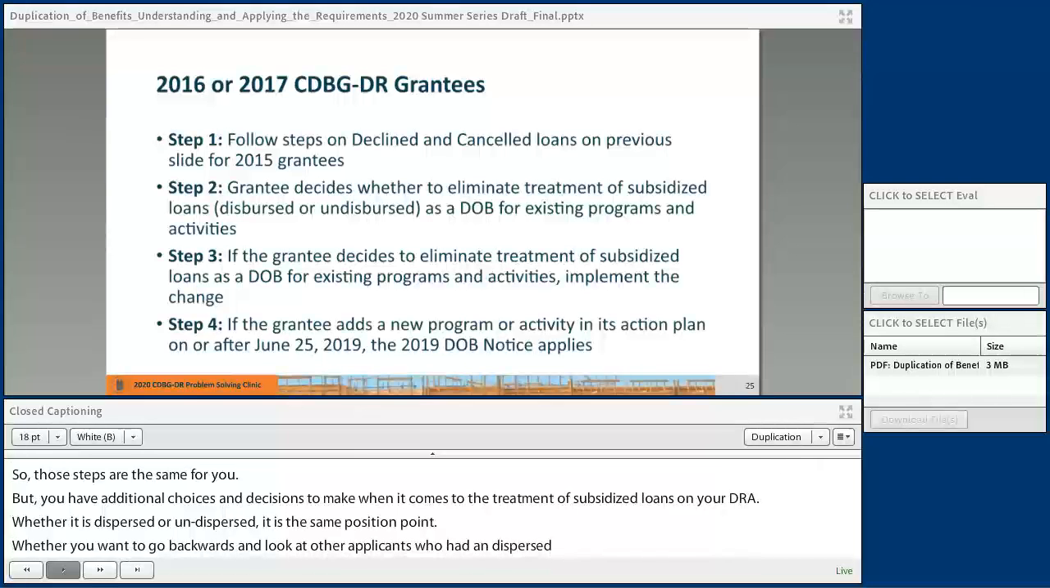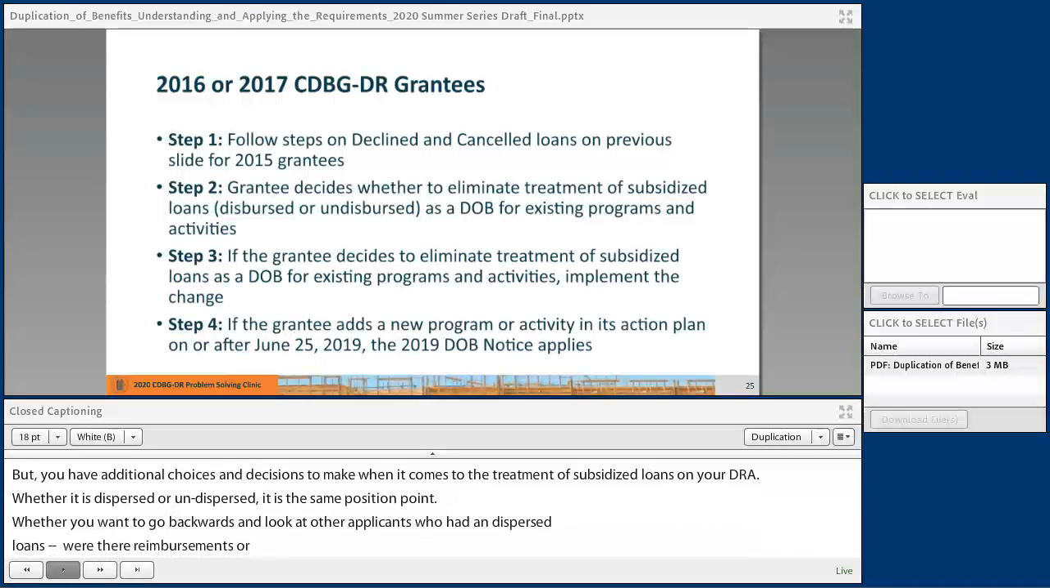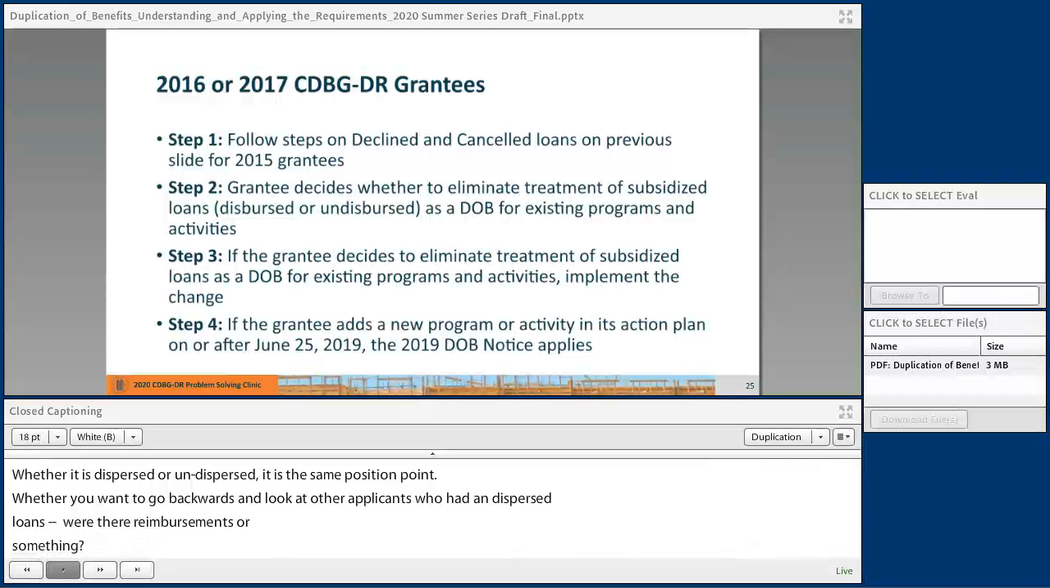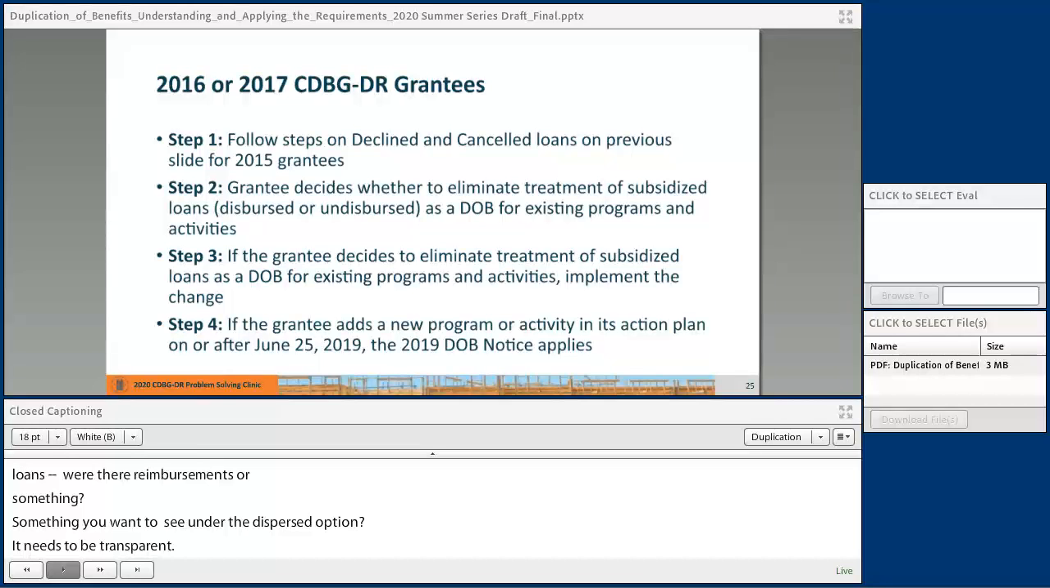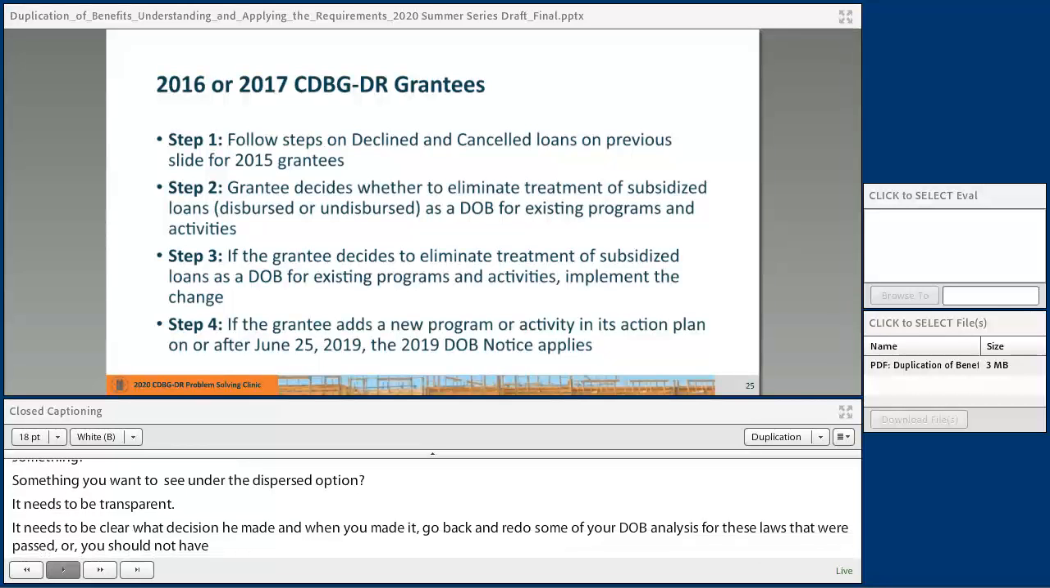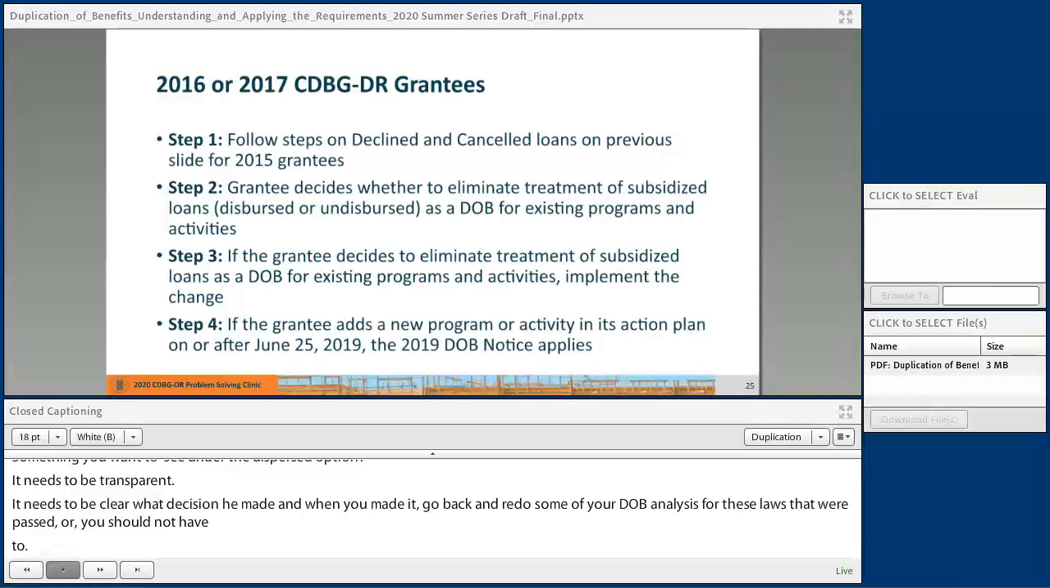So again, it needs to be transparent. It should be very clear what decision you made and when you made it, to either go back and redo some of your DOB analysis for these new laws that were passed, or you chose not to, and that's okay too. It is a choice. And then with step 4, again, any new program activity in your action plan on or after June 25th, 2019, should be following those new policies and procedures.